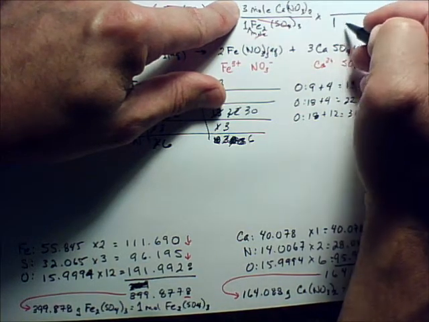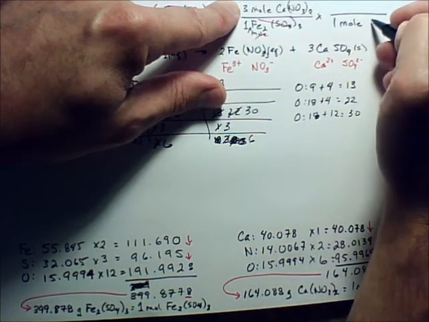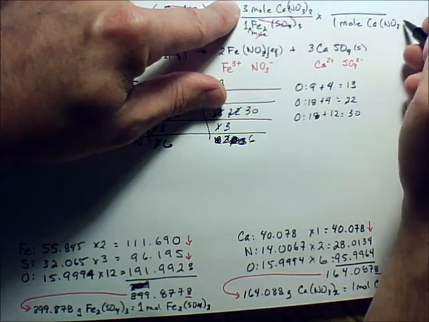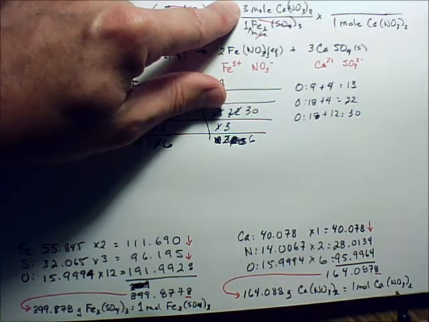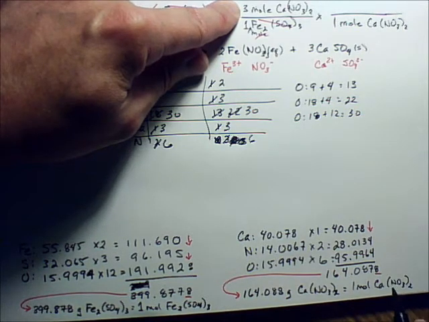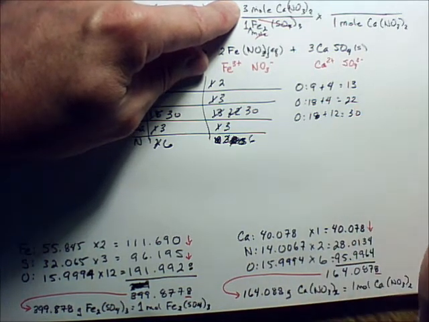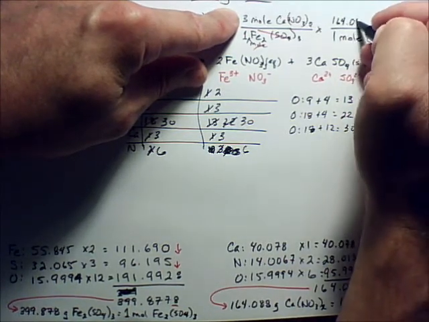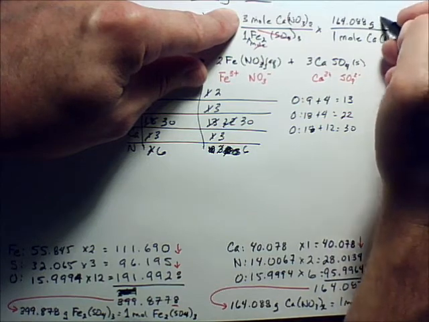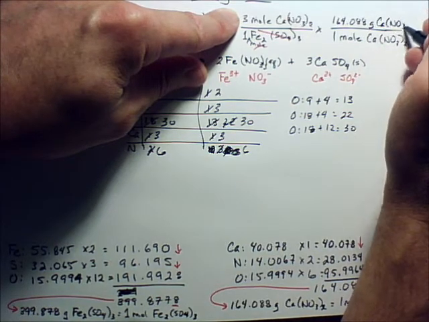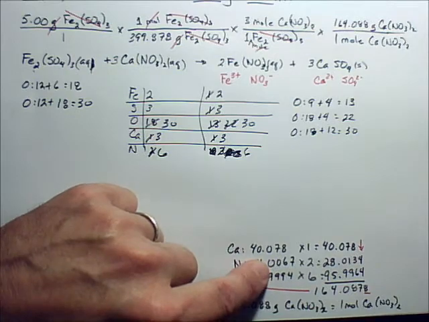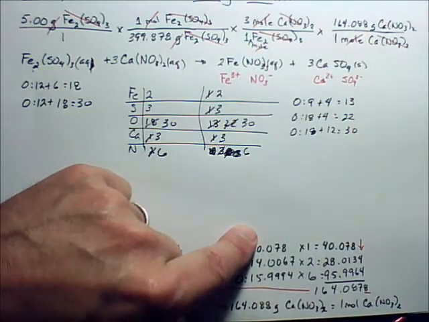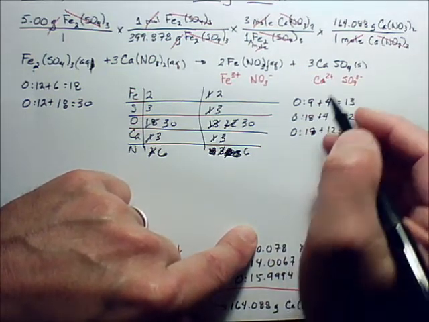So we're going to put 1 mole of calcium nitrate on the bottom. That's this side of the equality statement. And put the other side of the equality statement on the top: 164.088 grams of calcium nitrate. Cancel as we go. And now we're ready to calculate an answer.